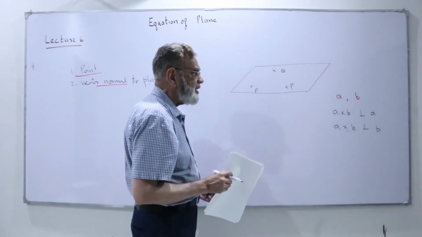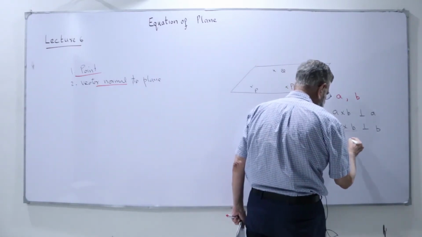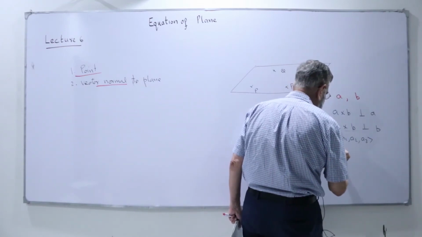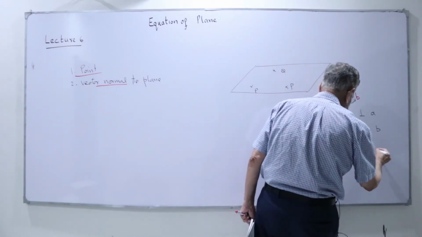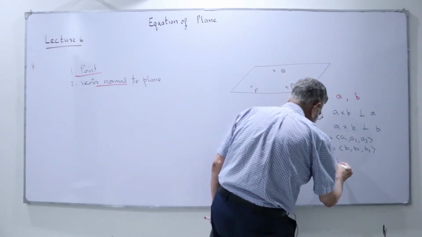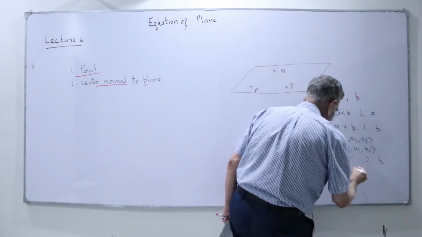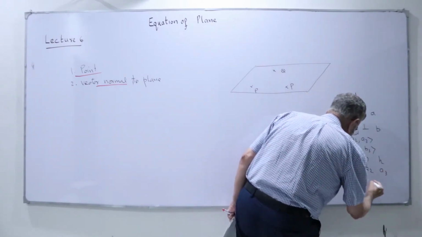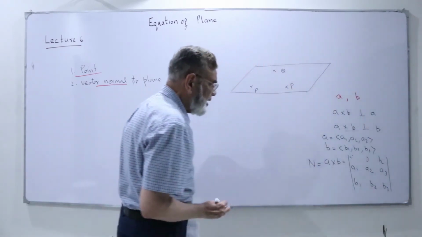We take the cross product of vectors A and B. The components of vector A are A1, A2, A3, and the components of vector B are B1, B2, and B3. We want to find the cross product, which is my normal vector, A cross B. And what's the definition of this? We have here i, j, and k, then A1, A2, A3, then B1, B2, and B3. So we can find the cross product.